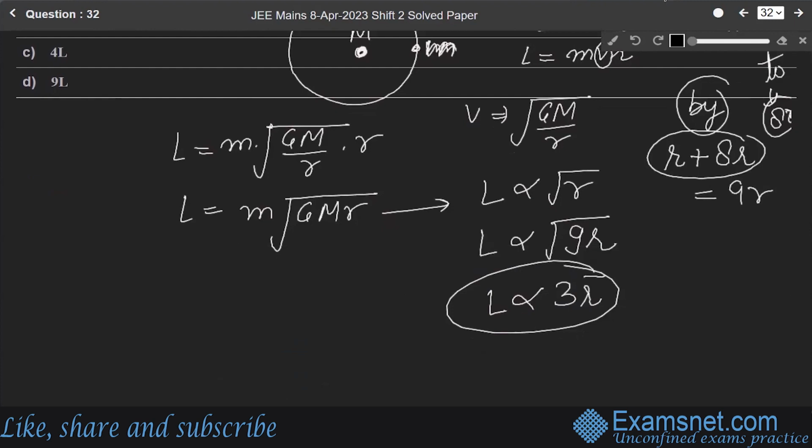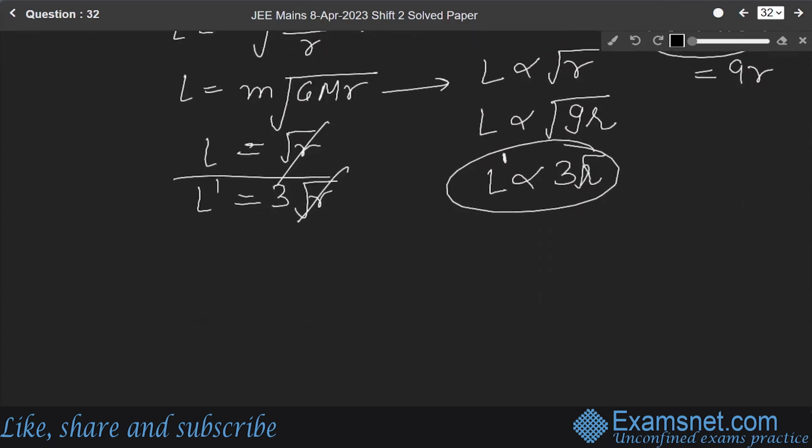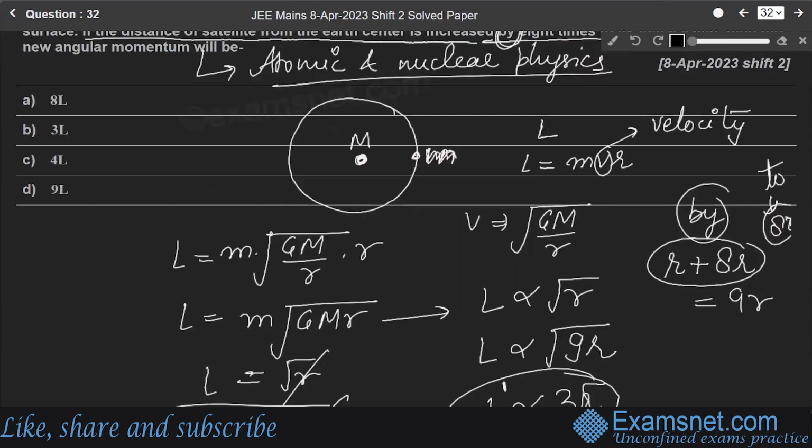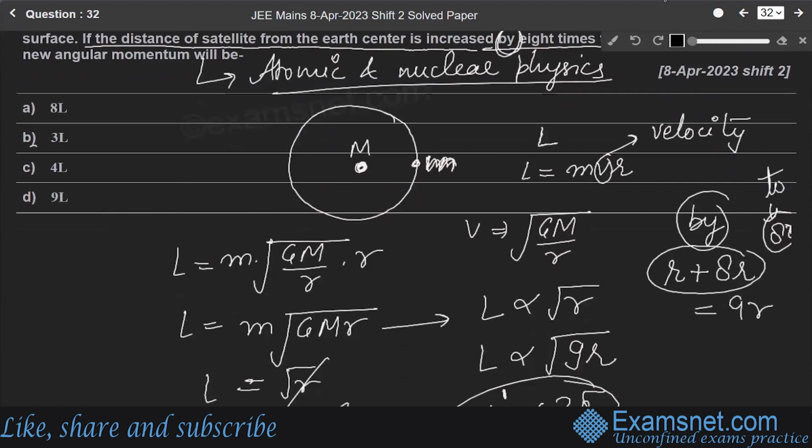Under root of 9r means 3 root r. Let us call the new angular momentum L dash. So L is proportional to under root of r, and L dash is proportional to 3 under root of r. Root r cancels, so L dash is equal to 3L. Okay, so the correct answer is B, option B, that is L dash equals 3L.